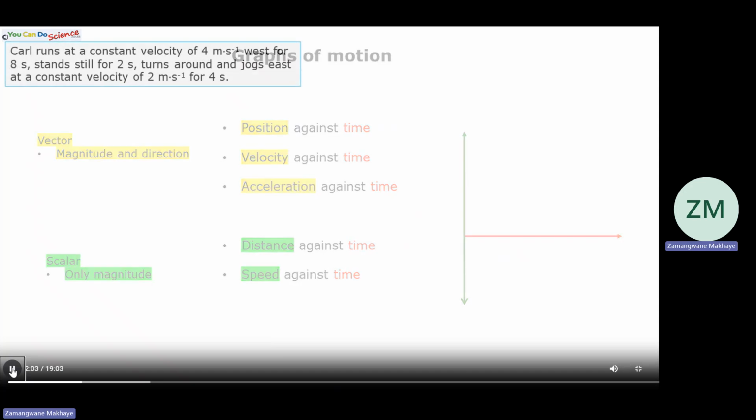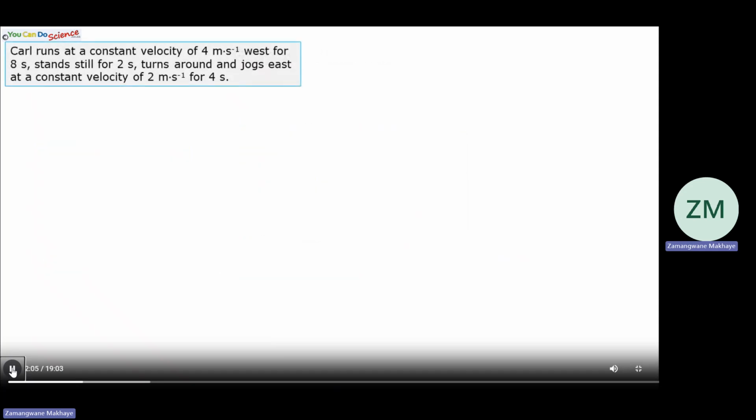So let us draw the following graphs. Carl runs at a constant velocity of 4 meters per second west for 8 seconds, stands still for 2 seconds, turns around and jogs east at a constant velocity of 2 meters per second for 4 seconds.